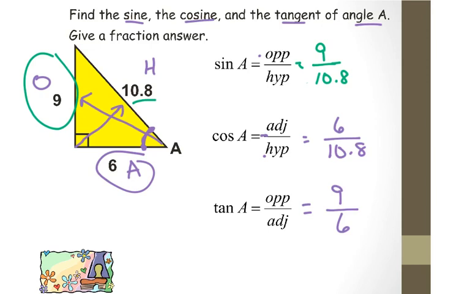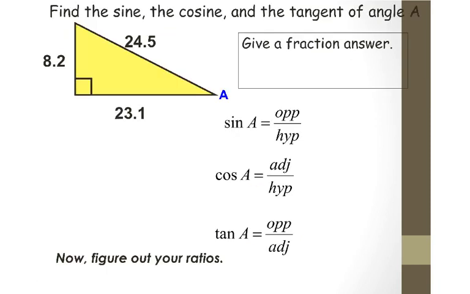By labeling your triangle with O, A, and H and physically writing those letters, when you go to find the sine, cosine, and tangent, you just have to look at the letter that applies. Opposite is 9, adjacent is 6, and so on. So I'm strongly encouraging you to label your triangles. One or two more examples.